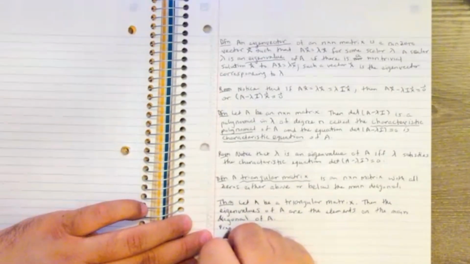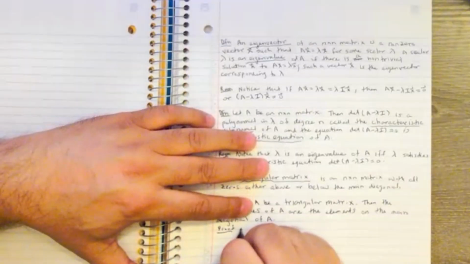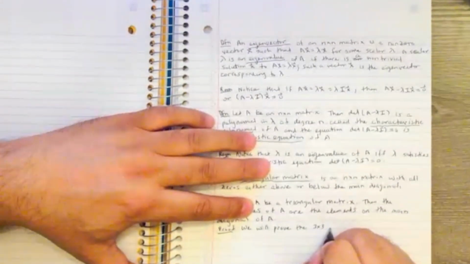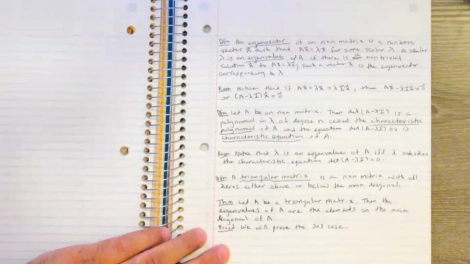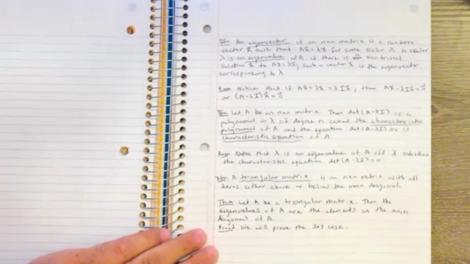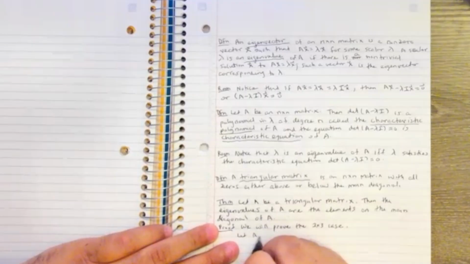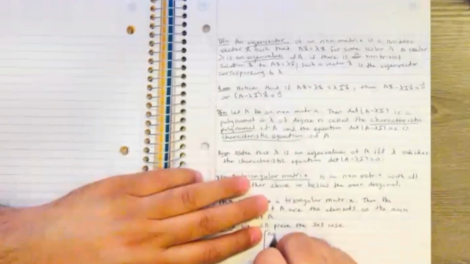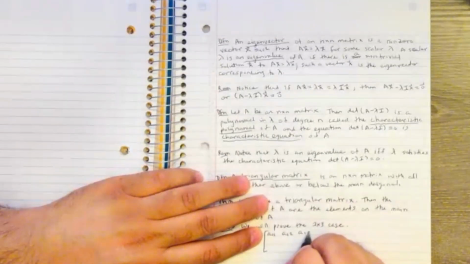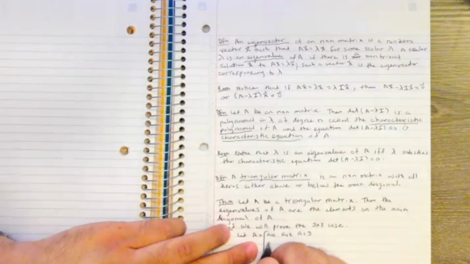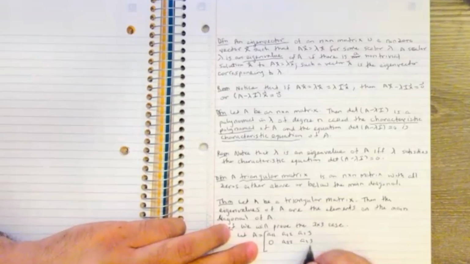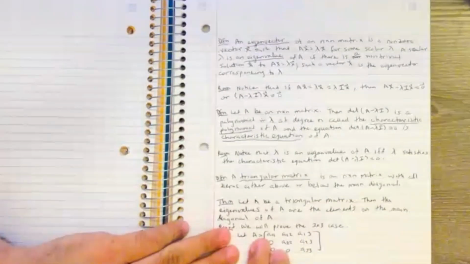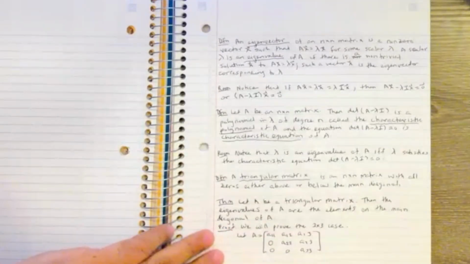So proof. We're going to prove the 3 by 3 case. Since for our applications to geometry, we're only going to be working with 3 by 3 or 2 by 2 matrices. So let A be the square matrix with first row A11, A12, A13, second row 0, A22, A23, and third row 0, 0, A33. So this is a triangular matrix with all zeros below the main diagonal, and we call this an upper triangular matrix.